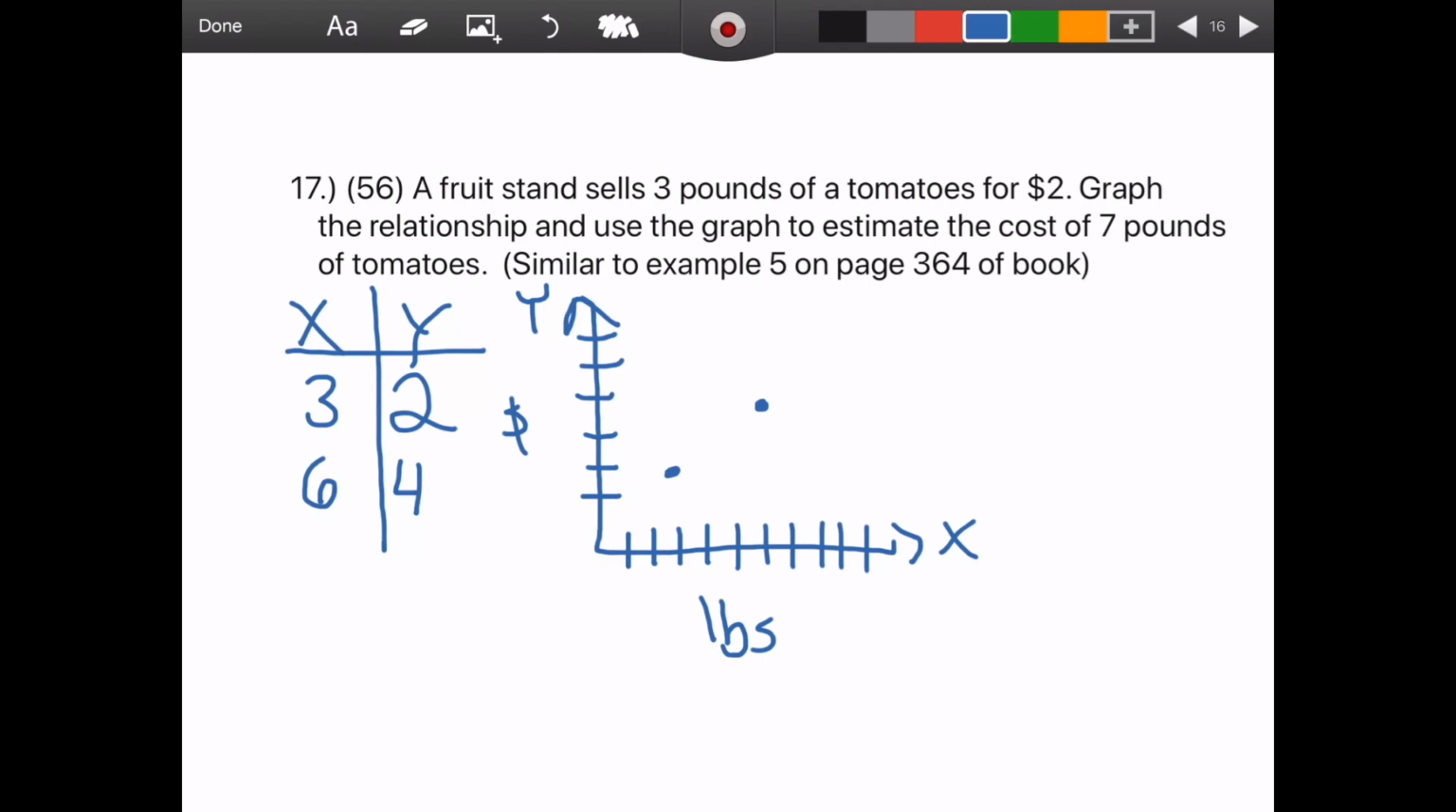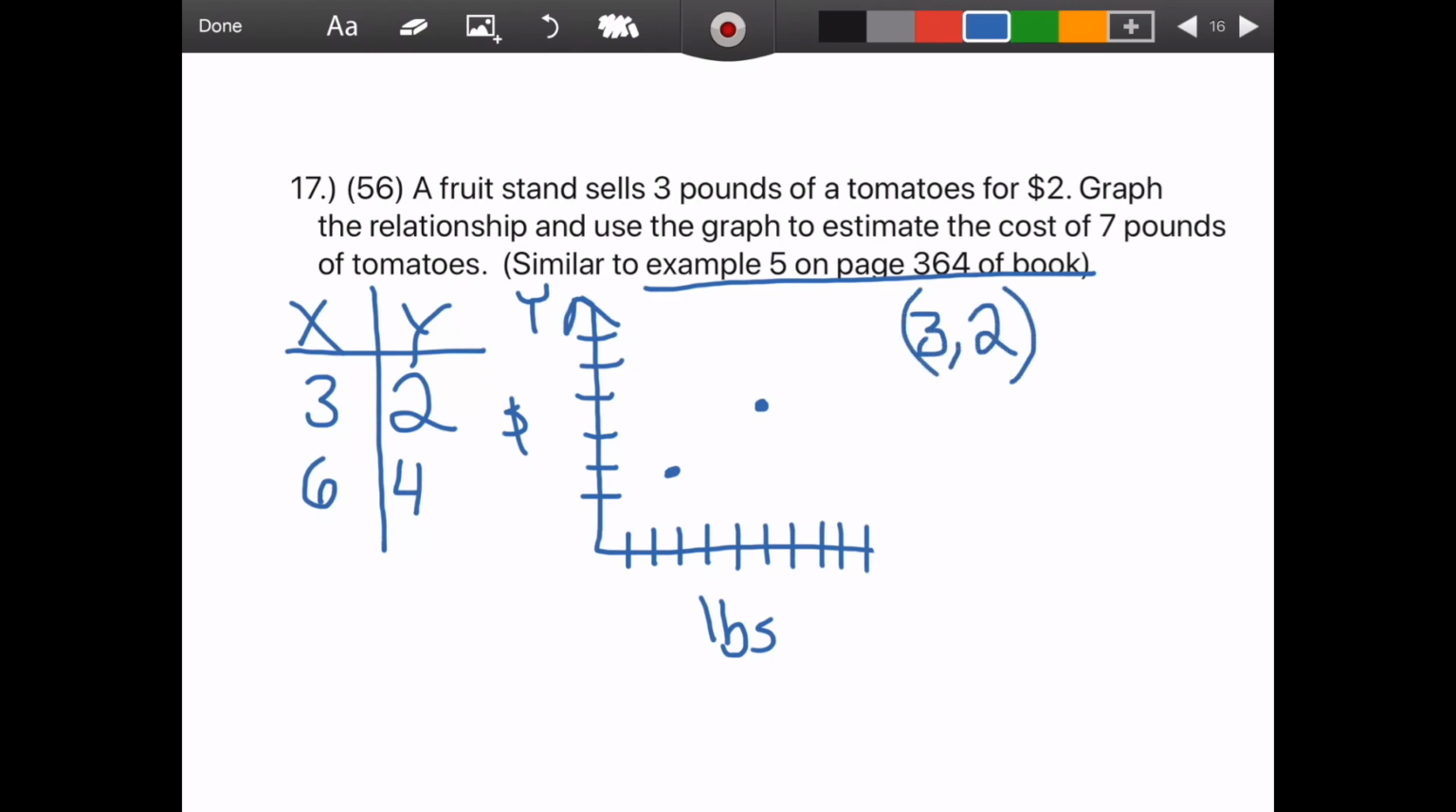So one thing we want to do is we could look at this, which is actually very similar to example 5 on page 364 of your book. So let me just erase a little bit over here to give me some room. So we have 2 points. We have 3, 2.